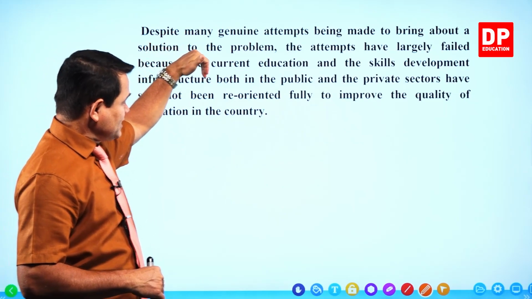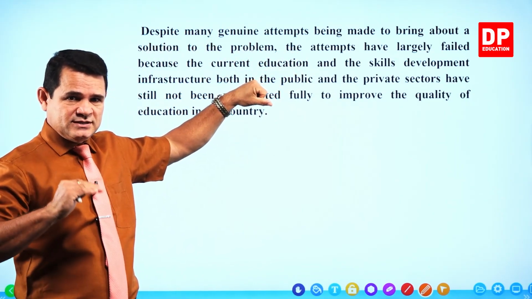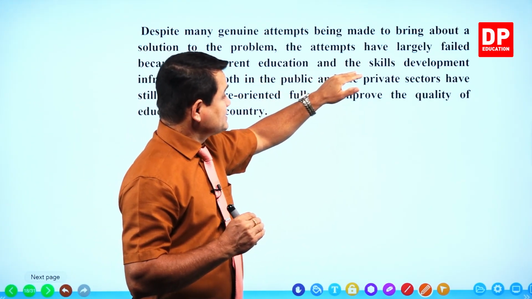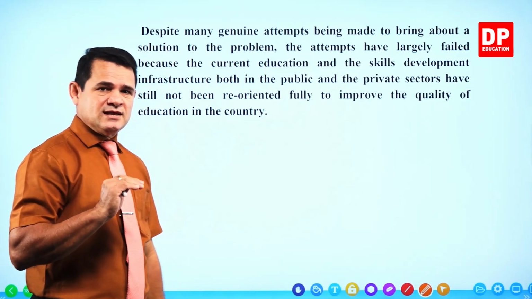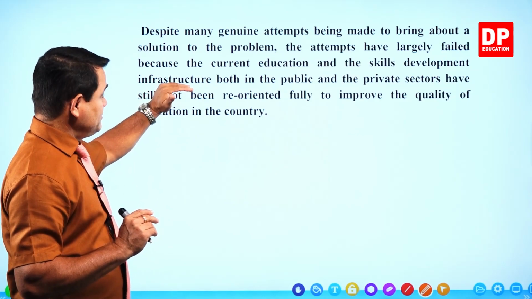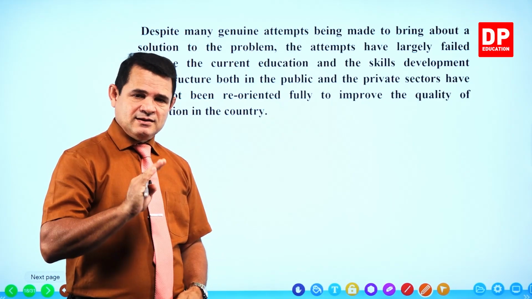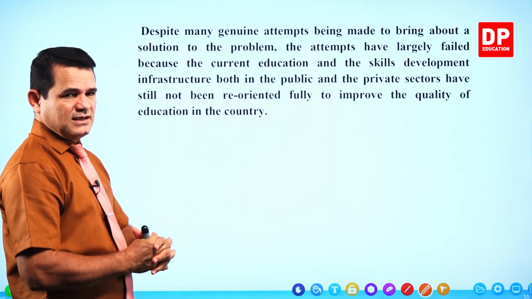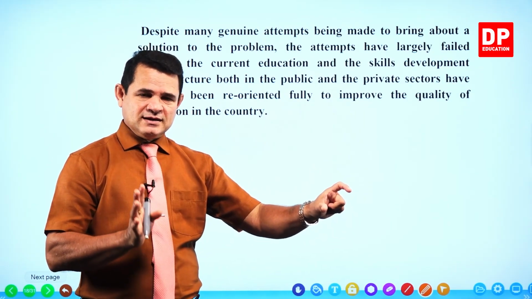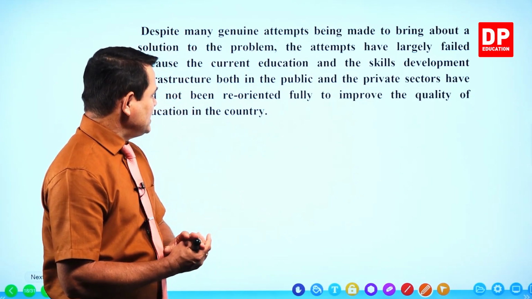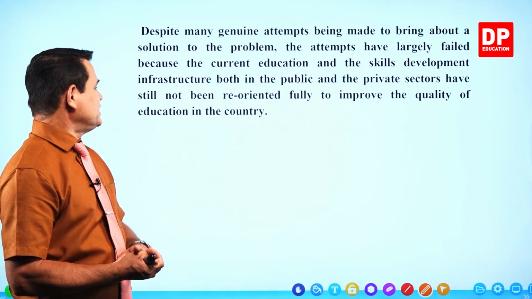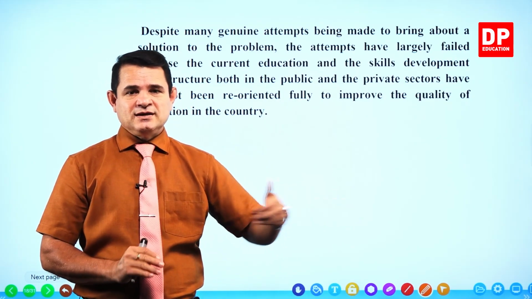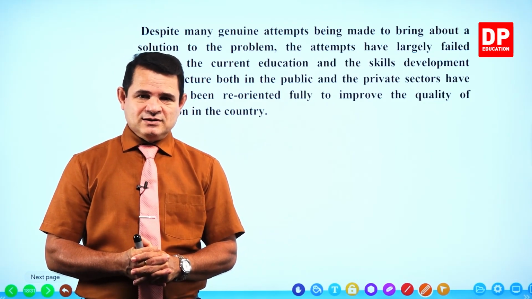අසමත් වෙලා තියෙන මොකද? The current education and පවතින current means now present education, අධ්‍යාපන තත්ත්වයන්, education and the skills development, skills කුශලතා වර්ධනයන් පිළිබඳ දක්වන, right? Development infrastructure both in the public and private, state රජයේ සහ පෞද්ගලික දෙයාකාරම sector have still not been reoriented fully. මේකට ගැලපෙන විදිහට හොඳ අධ්‍යාපනයක් ජොබ් මාකට් එකට ගැලපෙන අයට දෙන විදියට හැදිලා නැහැ, reoriented වෙලා නැහැ fully to improve the quality of education in the country. Quality of education, අධ්‍යාපනයේ quality එක තත්ත්වය වැඩි දියුණු කරන්න ජොබ් මාකට් එකට match වෙන විදියට තාමත් බැරි වෙලා තියෙනවා, අසමත් වෙලා තියෙනවා, right?